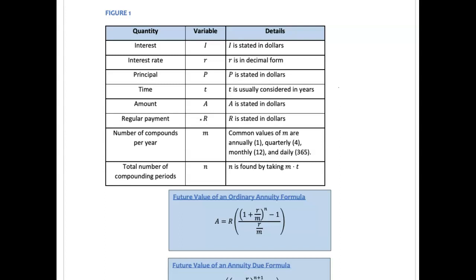The new variables here are capital R, the regular payment, and M, the number of compounds per year. Common values of M are annually, so that's 1 compound per year; quarterly, so that's 4 compounds per year; monthly is 12 compounds per year; or daily is 365. And then N is the total number of compounding periods, found by taking M times T.